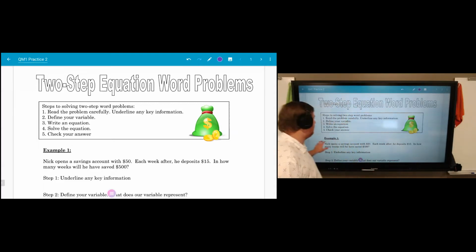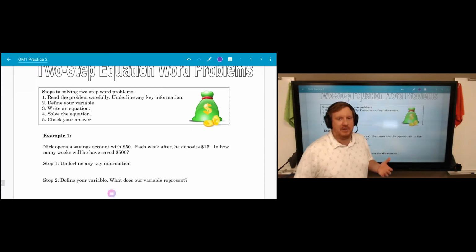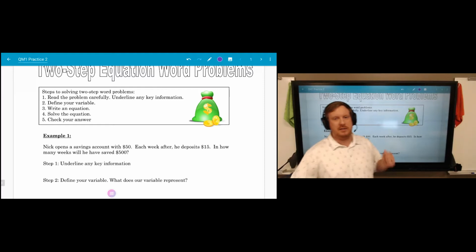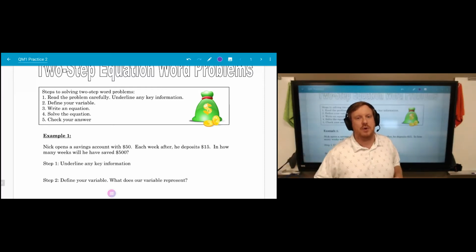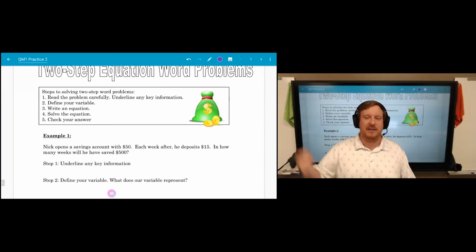So it says, step 1, read the problem carefully. Underline any key information. I like that. Number 2, define your variable. Tell me, what does your variable mean? What is the thing that you don't know? Number 3, write the equation. Number 4, solve the equation. And number 5, check your answer.